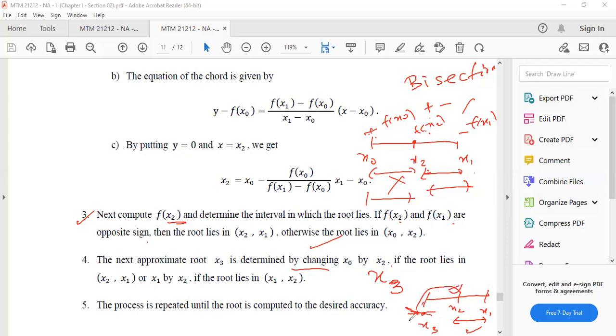So we don't take this x0. Now our x0 is changed into here. Sorry, yeah, x0 by x2. This is x0 and x2 in the same place. Then you find the x3.